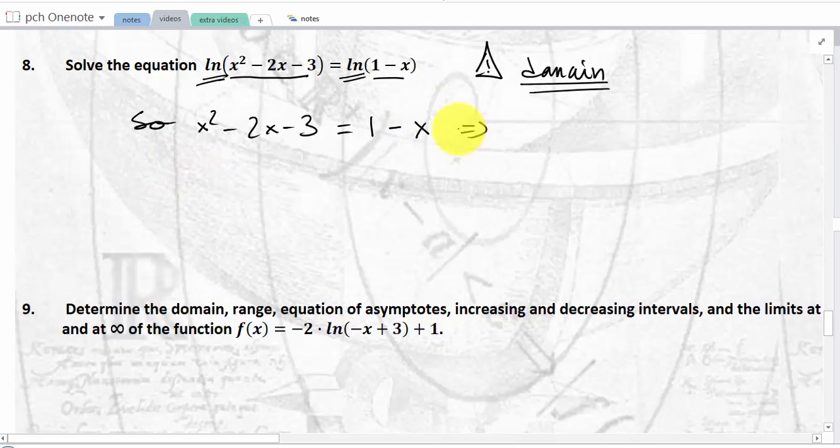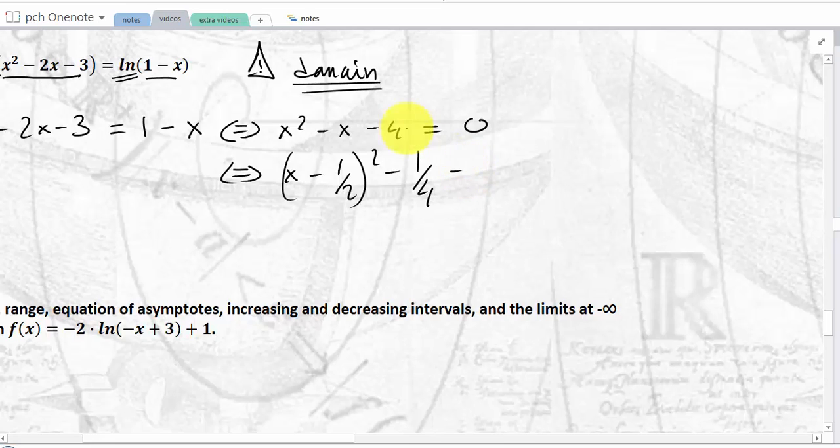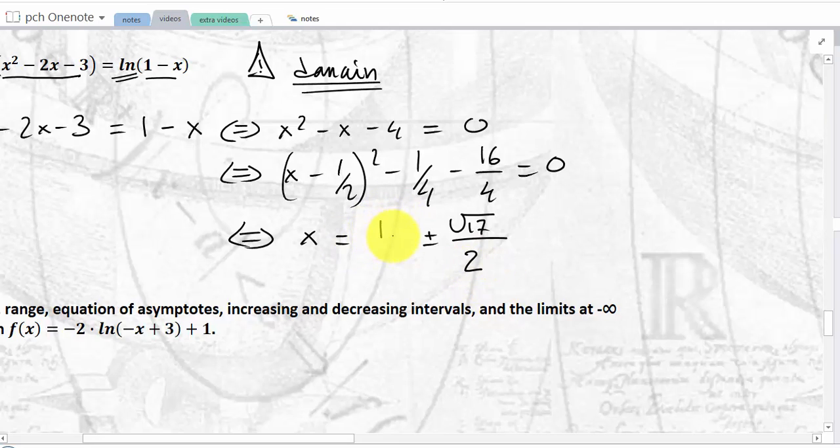So this is the same now as what? x squared, so actually that's minus x, right? Plus x, and then minus 4. And that is equal to 0. So you cannot factor that, so I'll complete the square. x minus 1/2 squared minus 1/4 minus 4, that's 16 over 4, equals 0. Therefore, we have x equals, so 1 and 16, 17, so root of 17 over 2, right here. And then here we have 1/2.